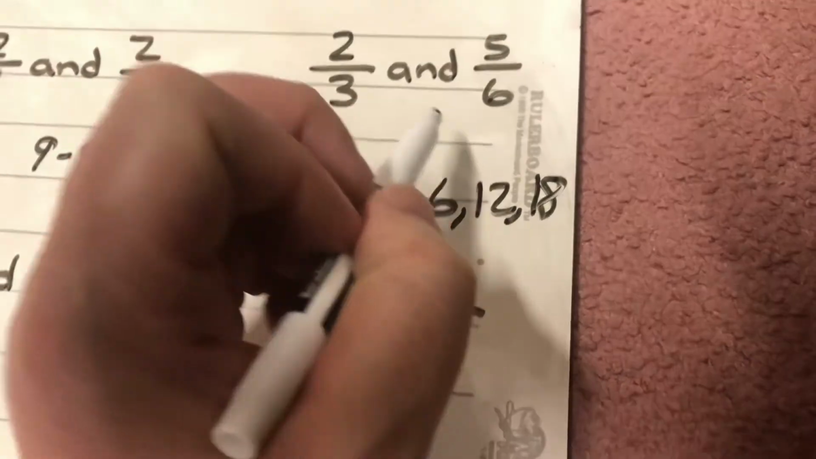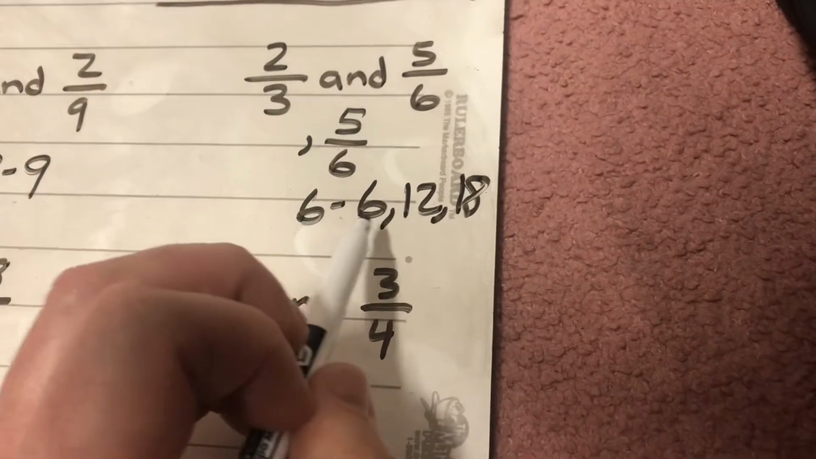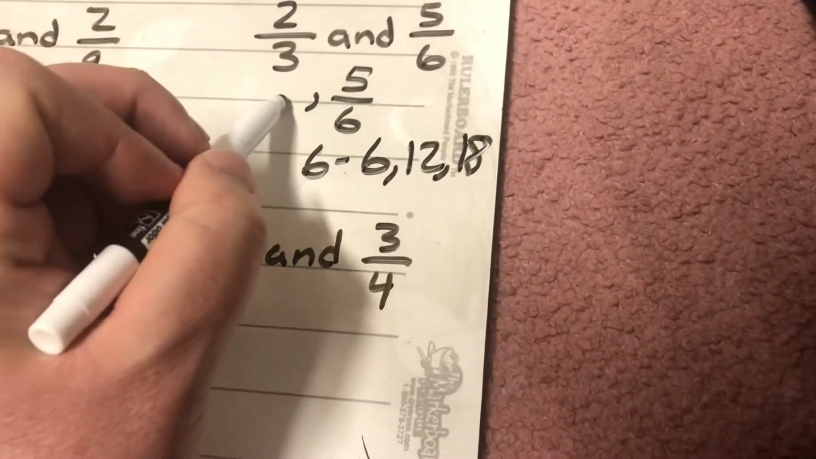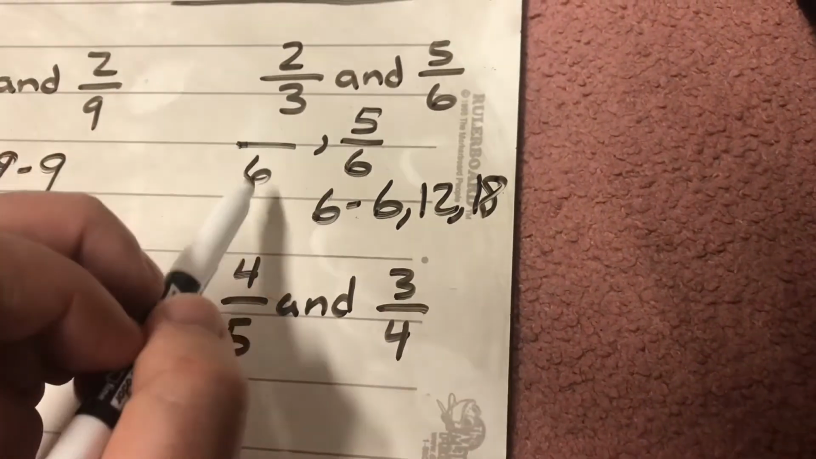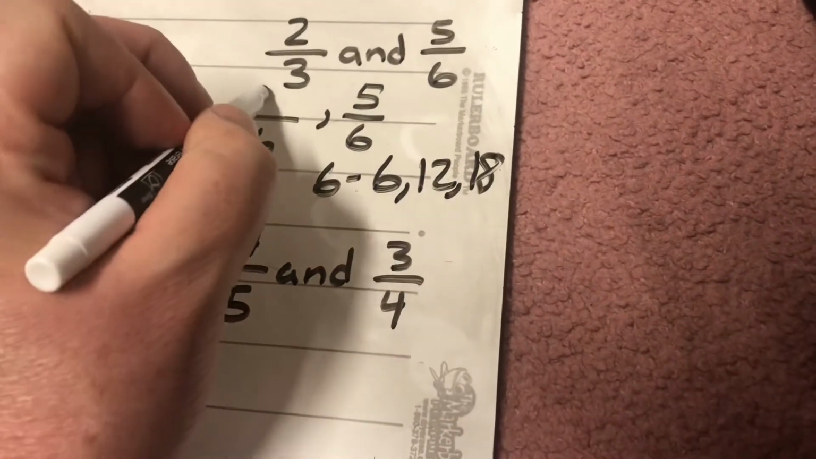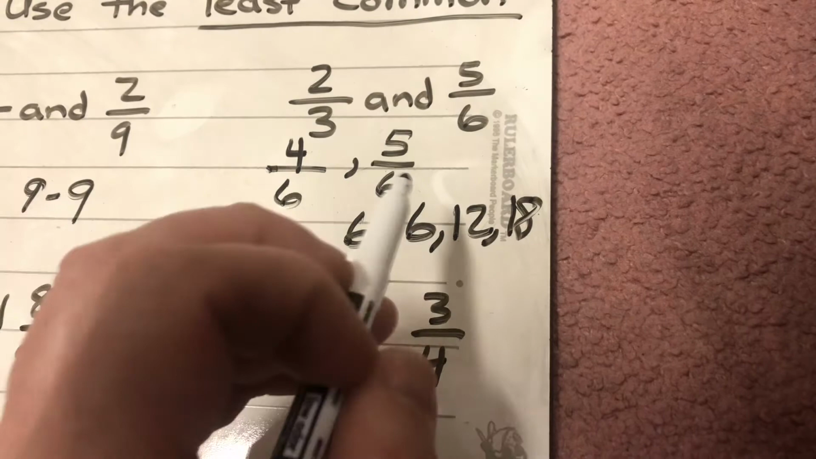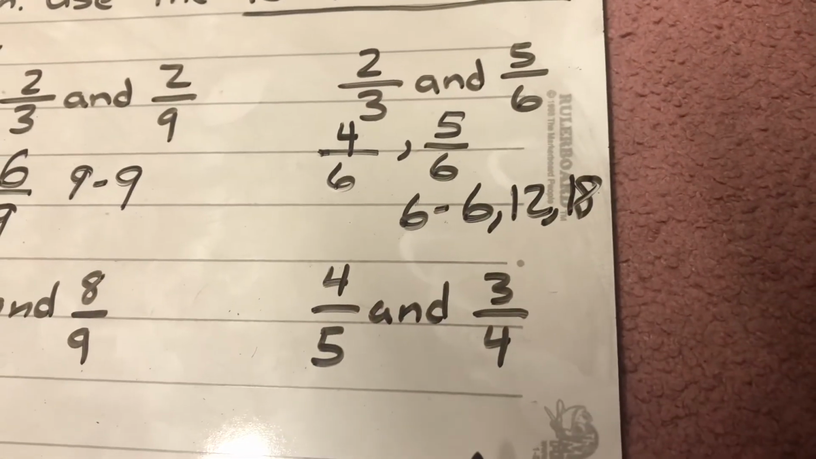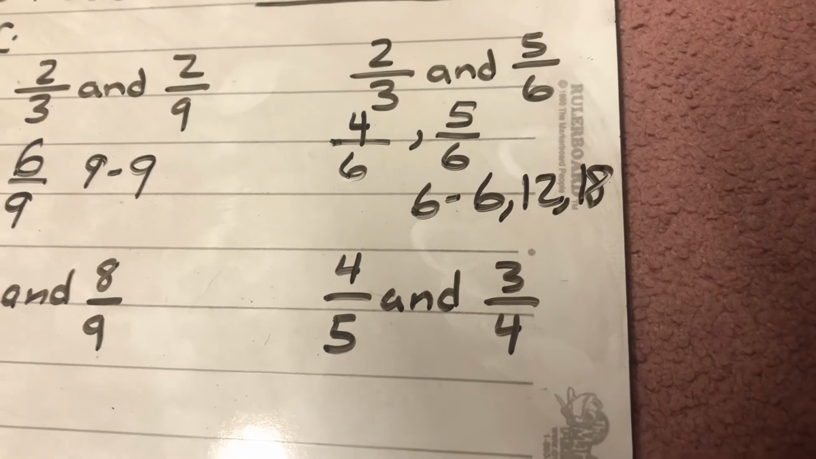So my 5 over 6 is going to stay the same because I've established that my least common denominator is 6. I'm thinking about 2/3 becoming something over 6. Well, 3 times 2 is 6, and I'm going to think 2 times 2 is 4. And so that is going to be my 2 common denominators there, 4 over 6 and 5 over 6.